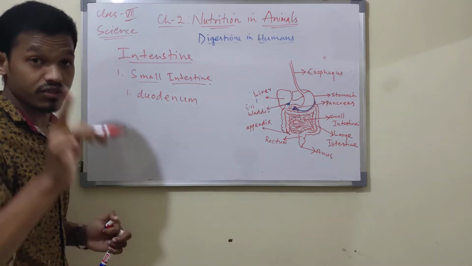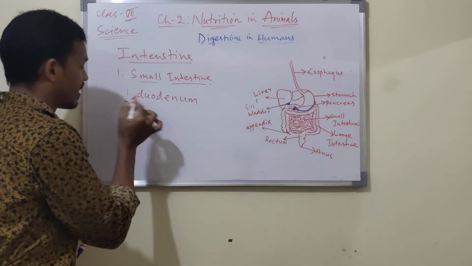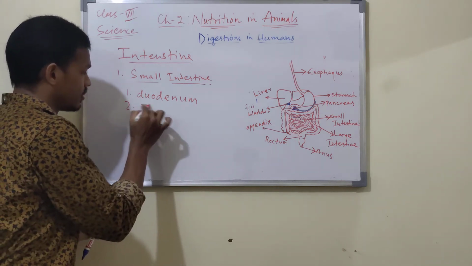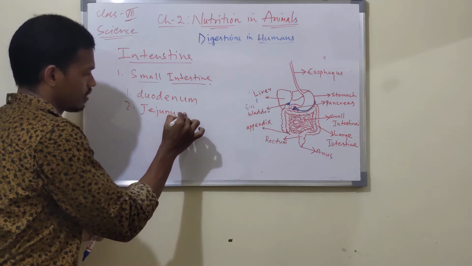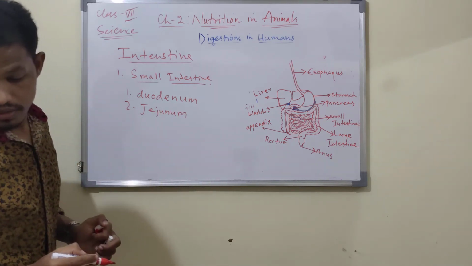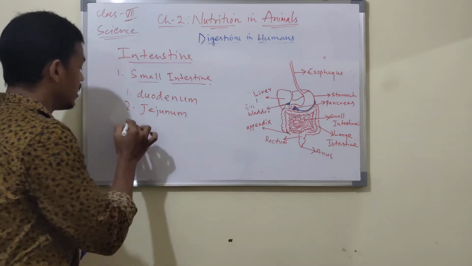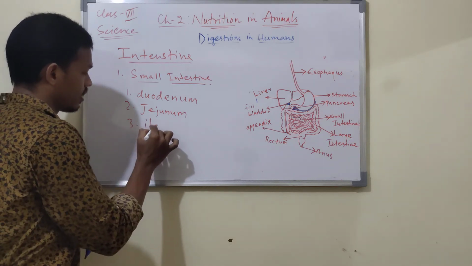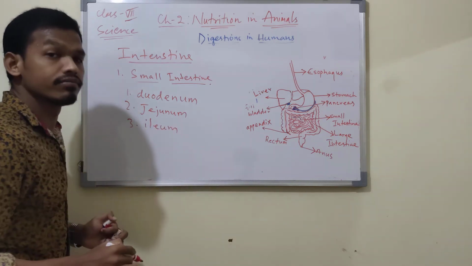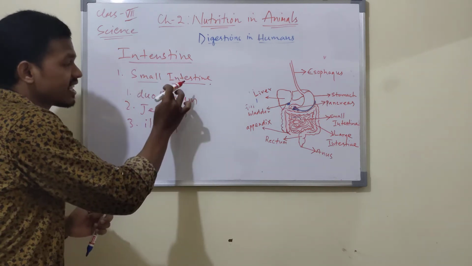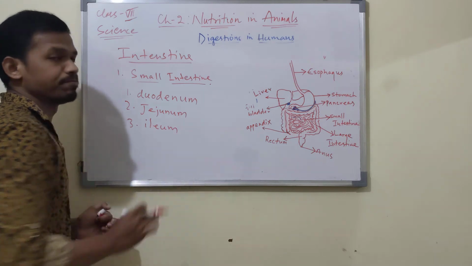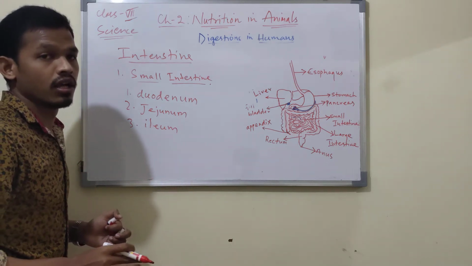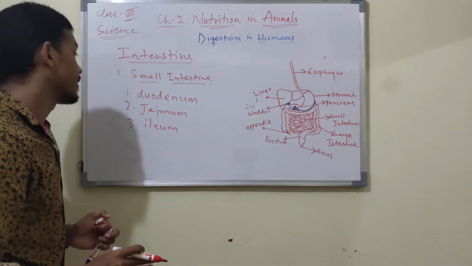Duodenum. First part is duodenum. Second part is jejunum. Then ileum, the third part. So this small intestine is of three parts. They are known as duodenum, jejunum, ileum. Got it now?